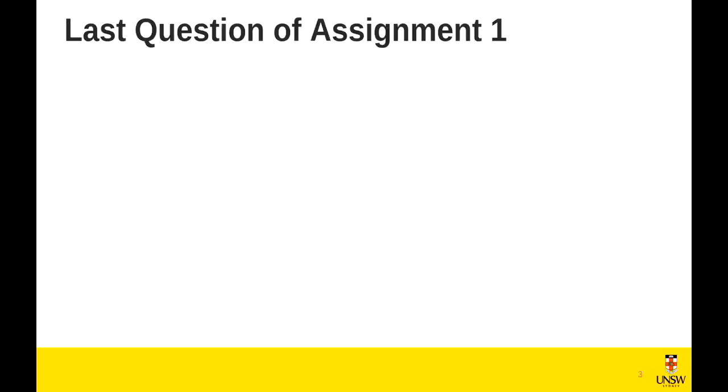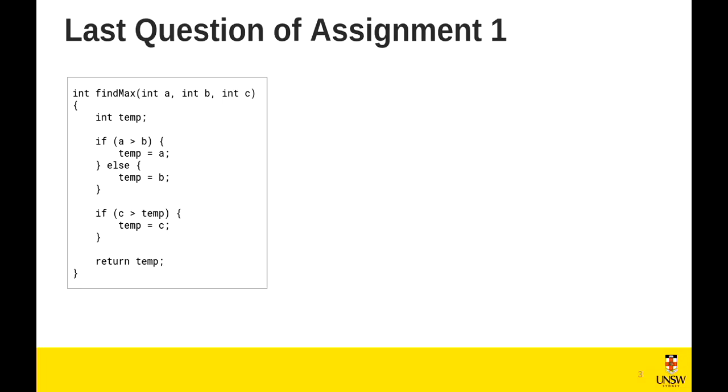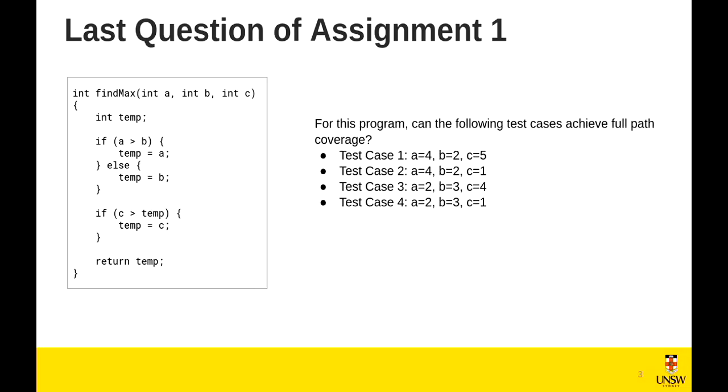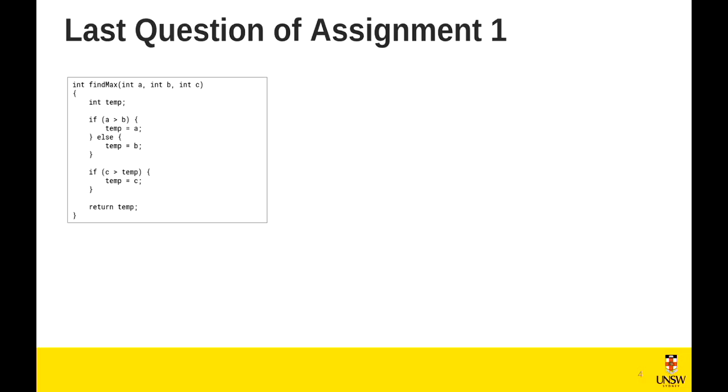Before we jump into the main content today, let's have a look at the last question of assignment 1. This is the source code of the last question. It's basically a function that finds the maximum value of 3 integers. The first question is, for this program, can these 4 test cases achieve full path coverage? Let's have a look at how to solve this problem.